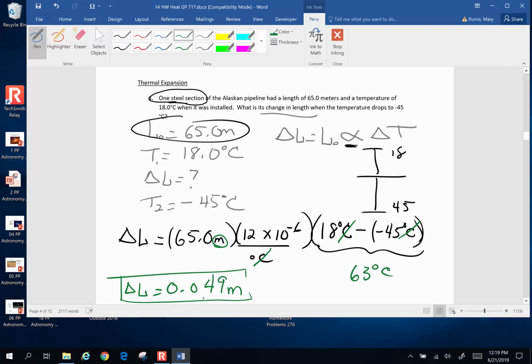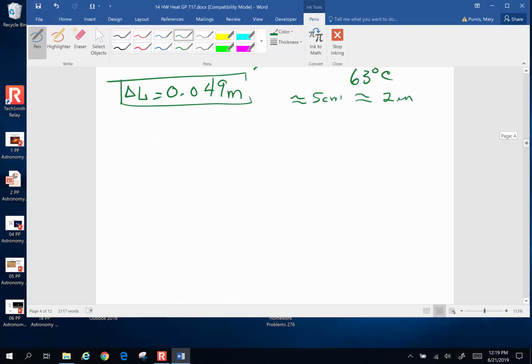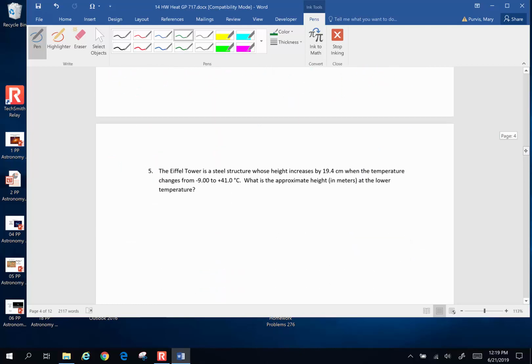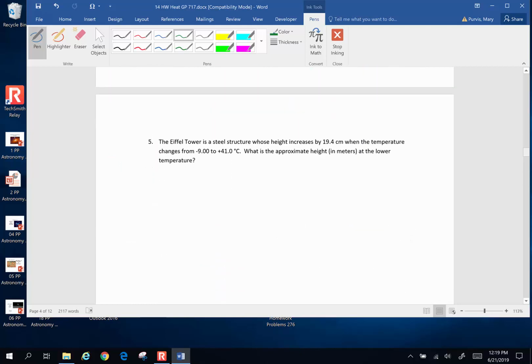And you might go, well, that's not too bad. But that is about right around 5 centimeters, and that's right around 2 inches. And that's enough to make fittings come loose and put a lot of stress on nuts and bolts. So definitely something people have to keep in mind.